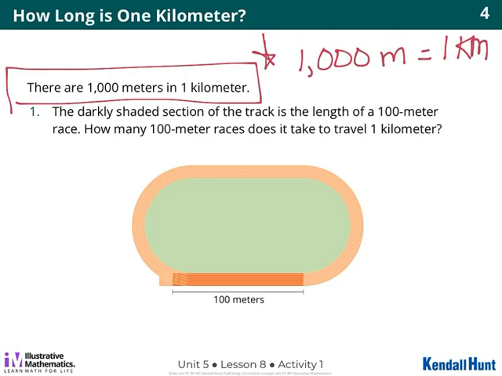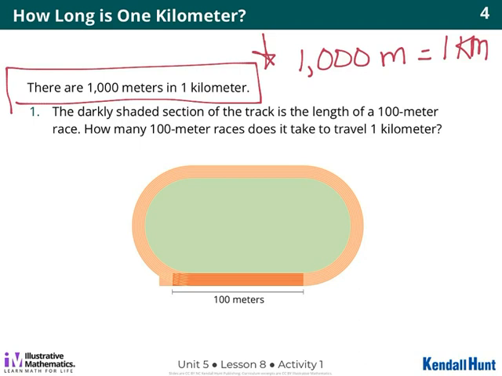Okay, so anyway, the darkly shaded section of the track is the length of a 100-meter race. How many 100-meter races does it take to travel 1 kilometer?